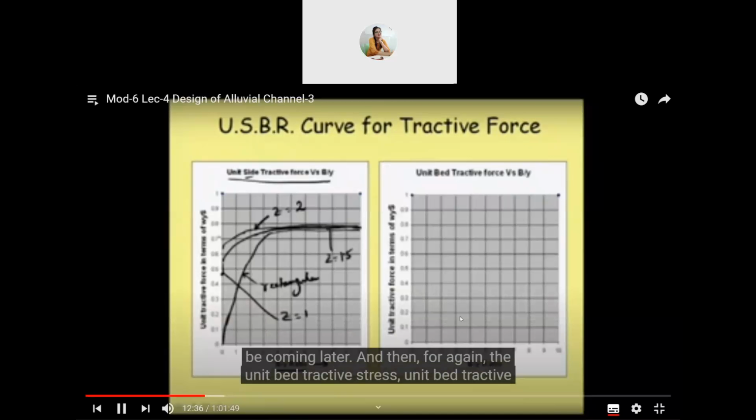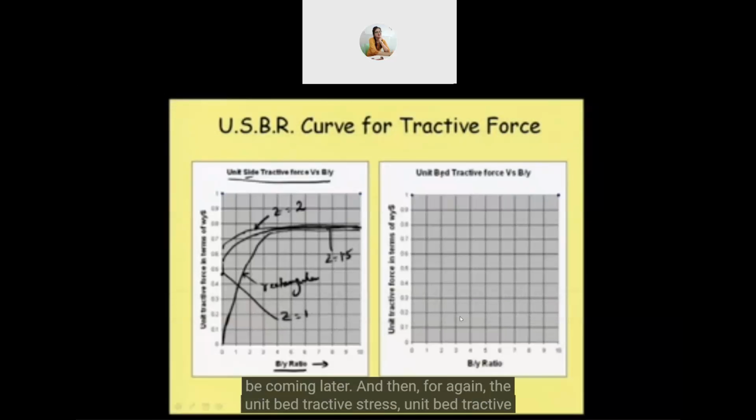And then for the unit bed tractive force, we can plot that as given by USBR when it is bed. Then for rectangular, this will be starting from here, and this will be like this. This is going up to almost 1. It is going up to almost 1 like that, and if I extend it, it will be going up to 1.